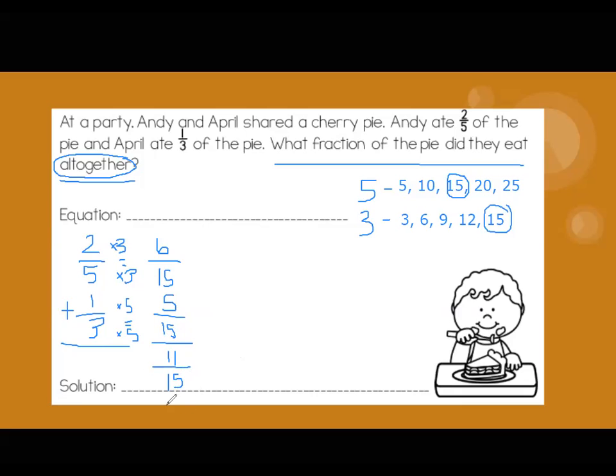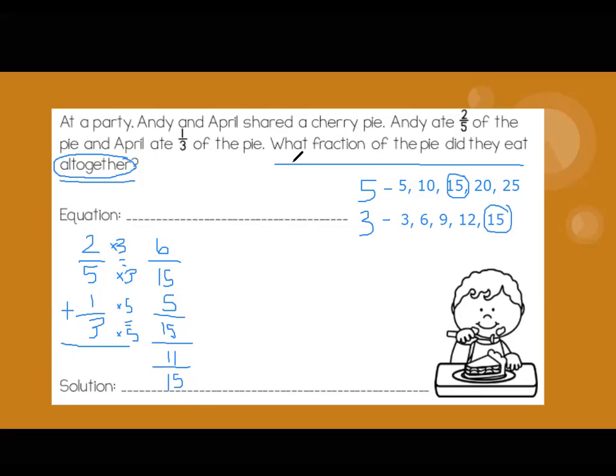And before we say for sure this is our final answer, we want to look at this fraction 11/15 and see if it can be reduced. Well, I know that 11 is a prime number, which means it only has two factors, and that is 1 and itself. And 11 will not divide into 15 evenly. So that means this fraction is already simplified.